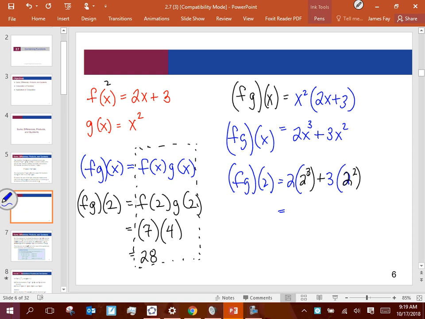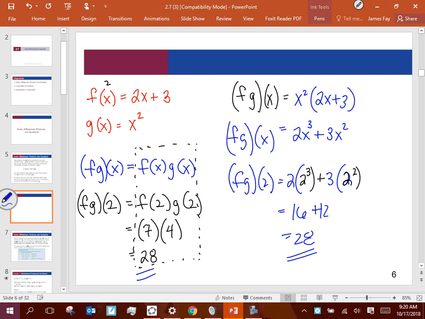So what's 2 cubed? 8 times 2 is 16. What's 2 squared? 4 times 3 is 12. What's that give me? That's the same value we found that way. So we can find a new function and evaluate that new function at 2, or we can evaluate the original two functions separately, and then multiply those outputs.